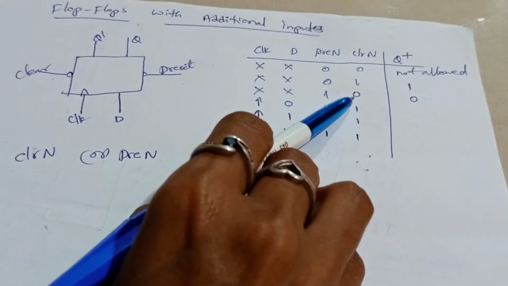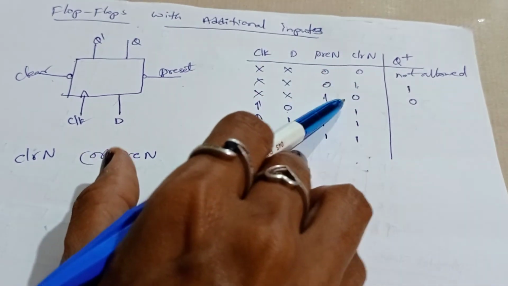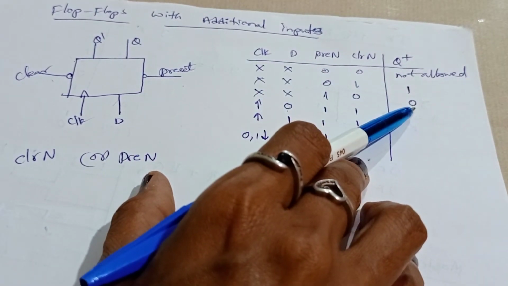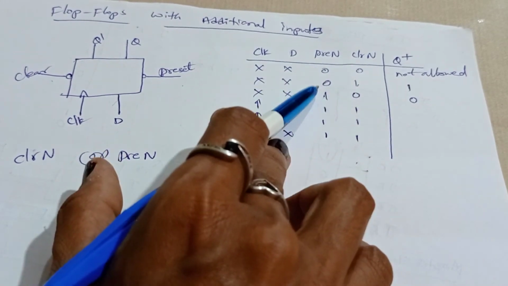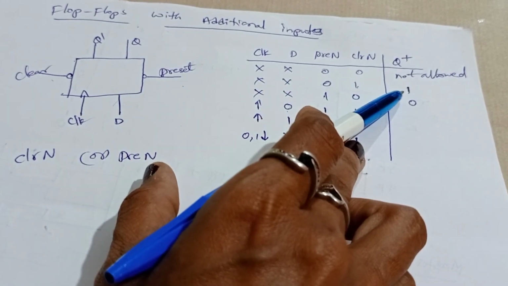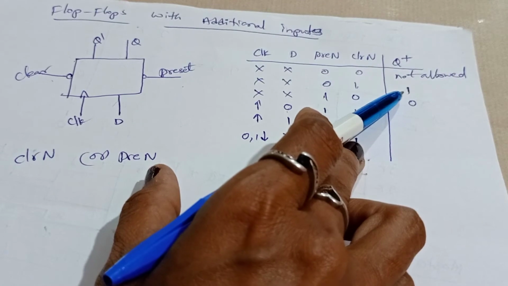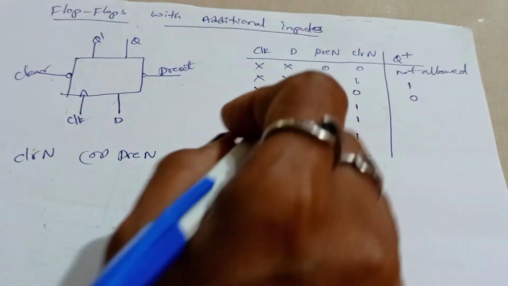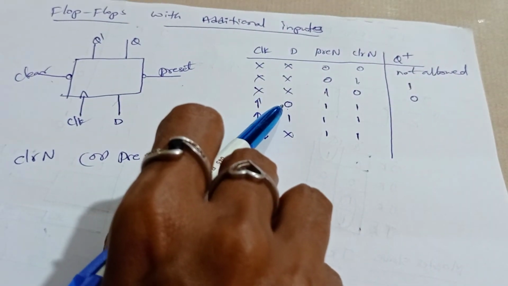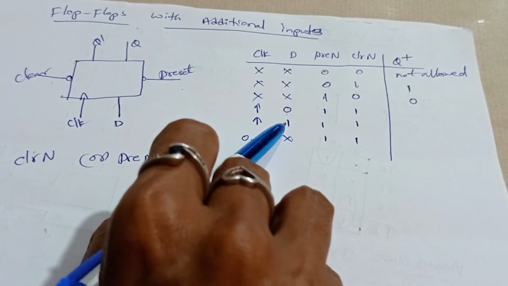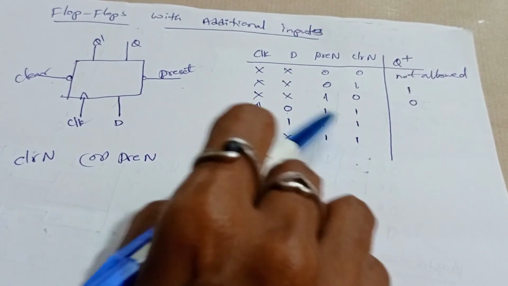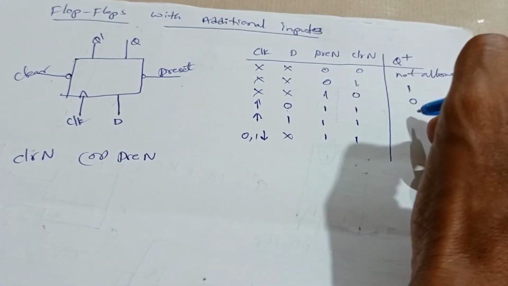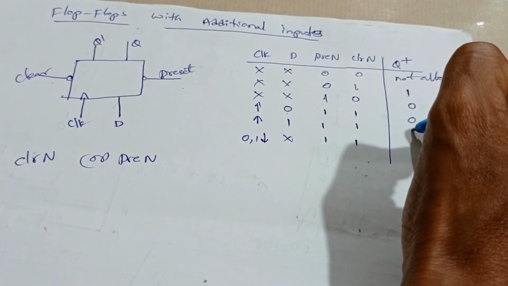When 0 is applied to clear, it is reset. The flip-flop is cleared. When 1 is applied, that means preset. It is presetting, that is, set. Now consider that D is equal to 0, 1. Preset and clear both are 1. Now the same as D, 0, 1.